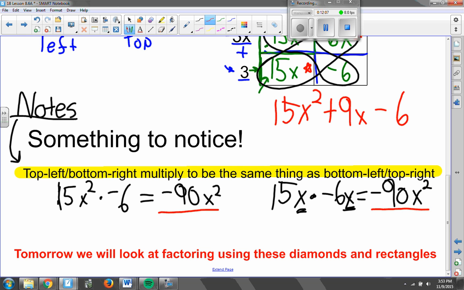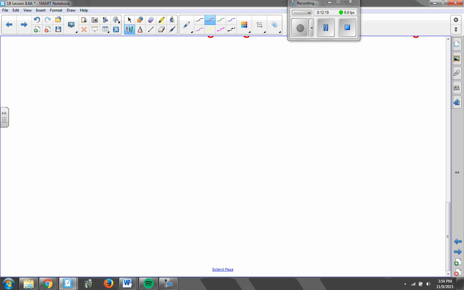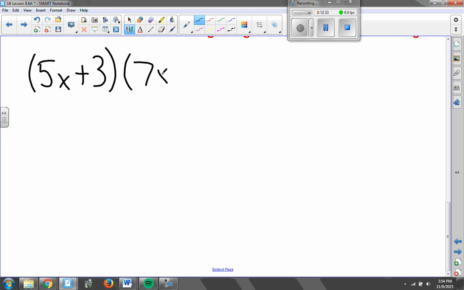Okay. I will show you one more example, and then we'll be done. And tomorrow we will look at factoring using these diamonds and rectangles. Okay. So one more example of one of these generic rectangle problems. I will do, in this case, 5x plus 3 times by 7x minus 1.